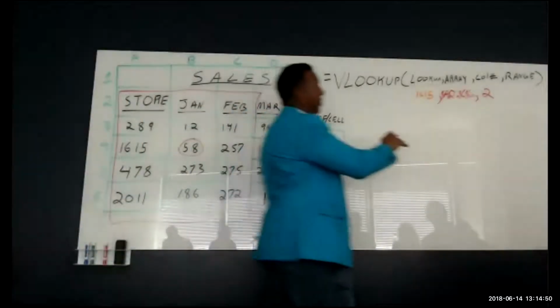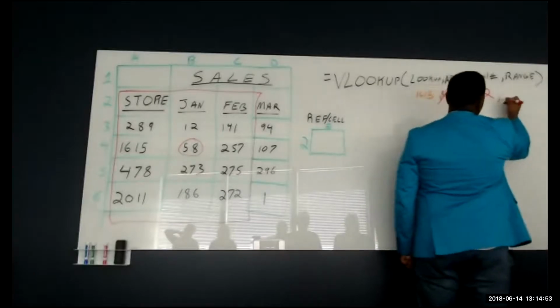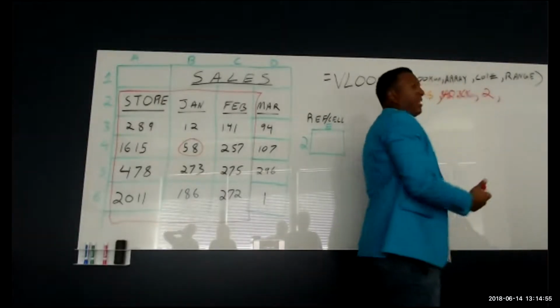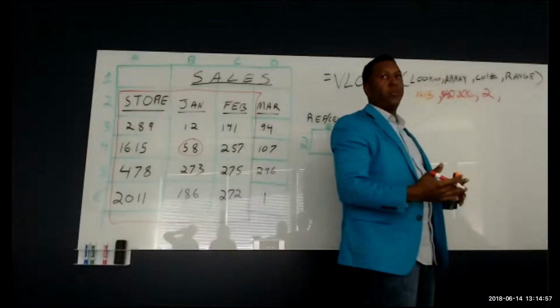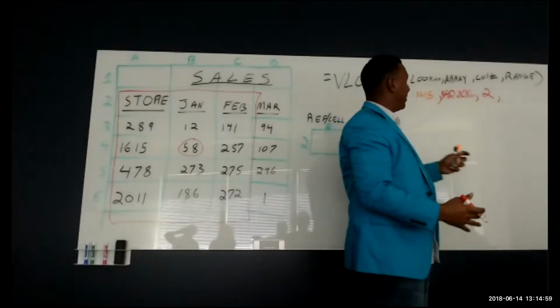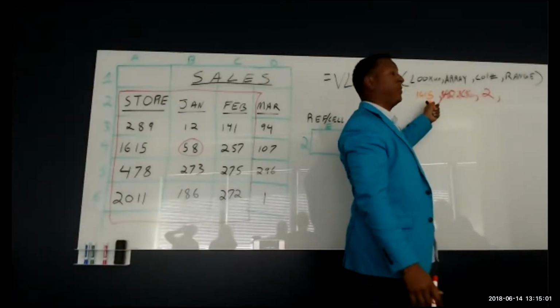Now, this last part of VLOOKUP is the actual range. The range, what it means by range in this case is, do you want it to be approximate? Do you want me to find approximate to 615?